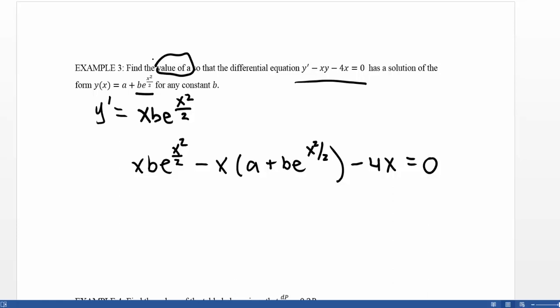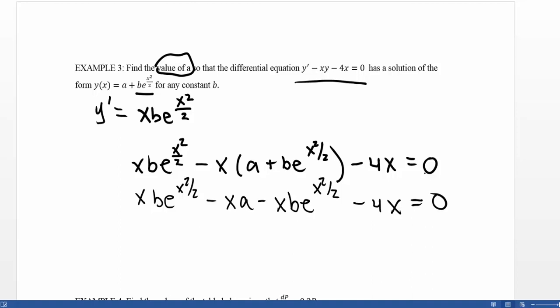So we're going to do a little simplifying here to see what shakes out. I'm going to distribute this minus x through the parenthesis. So we have x be to the x squared over 2 minus xa minus x be to the x squared over 2 minus 4x equals 0. So something interesting is happening here. I want you to look at the e term. We have a positive xbe term and a negative xbe term. So those are going to cancel out, which leaves me with negative xa minus 4x equals 0.